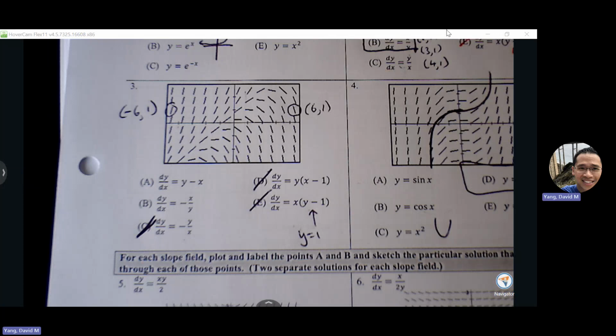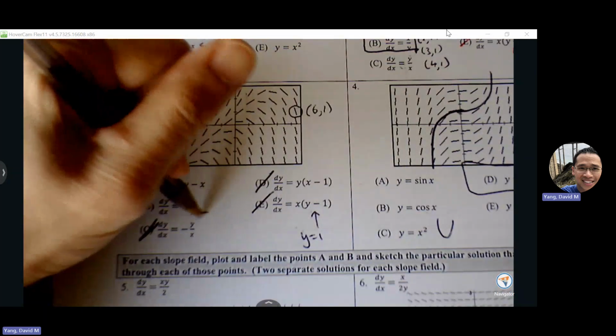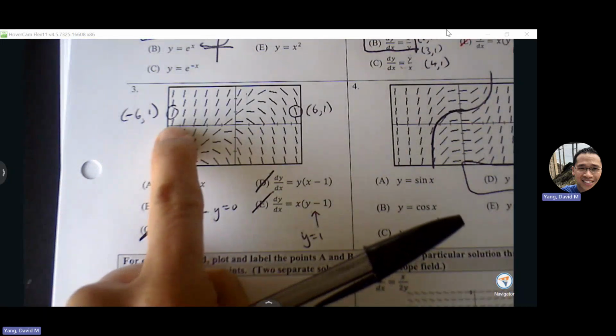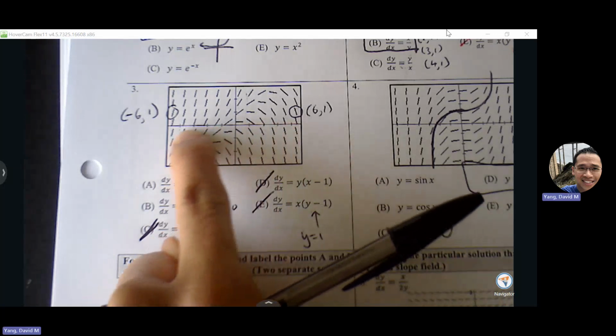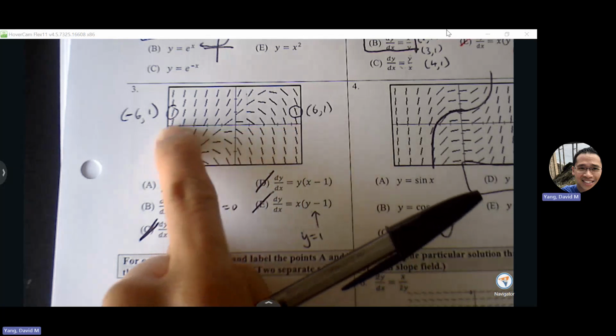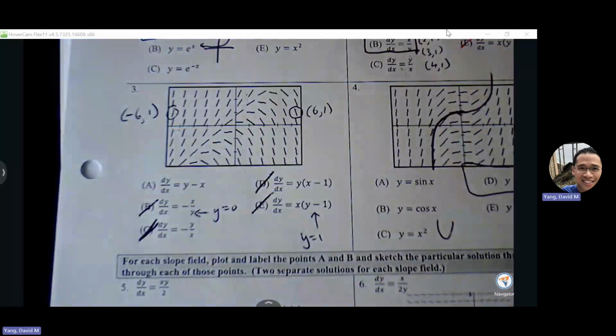X over y and y over x, are those supposed to go straight to the x-axis or origin? Yeah, we can look at the x and y axis as well. So this one here, when y is 0, I should be getting undefined. But it looks like this is not undefined, right? This is showing me there should be a blank space here, but I don't see a blank space here. So this one is out.